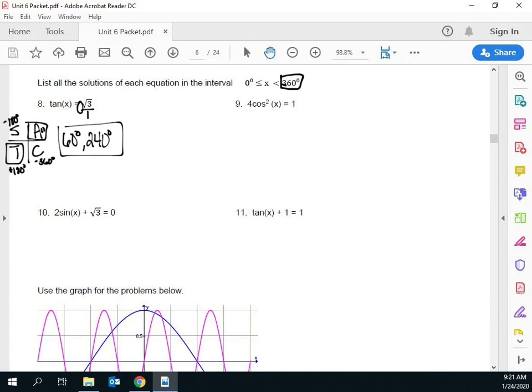All right, moving on to the next one, number 9. Gabe, what do we do here to get cosine all by itself? First step. Good.